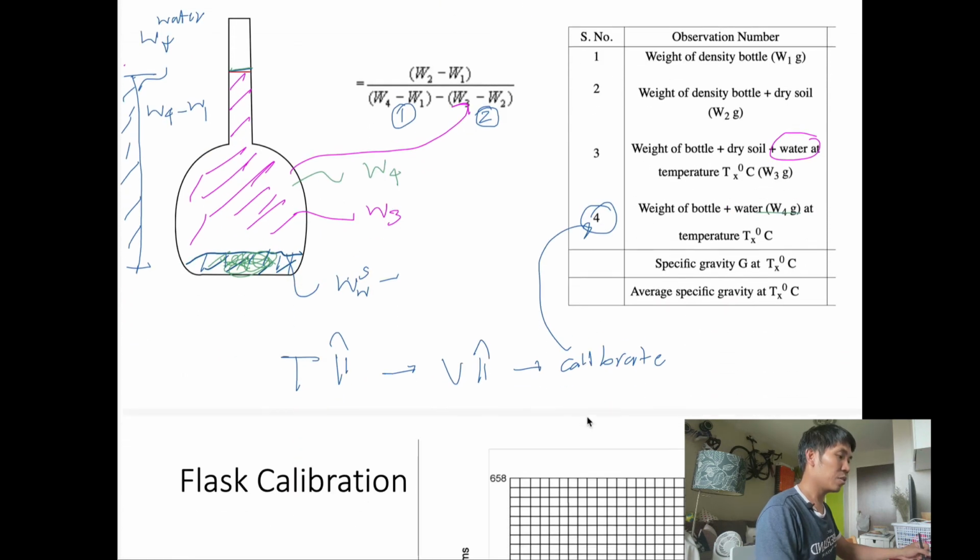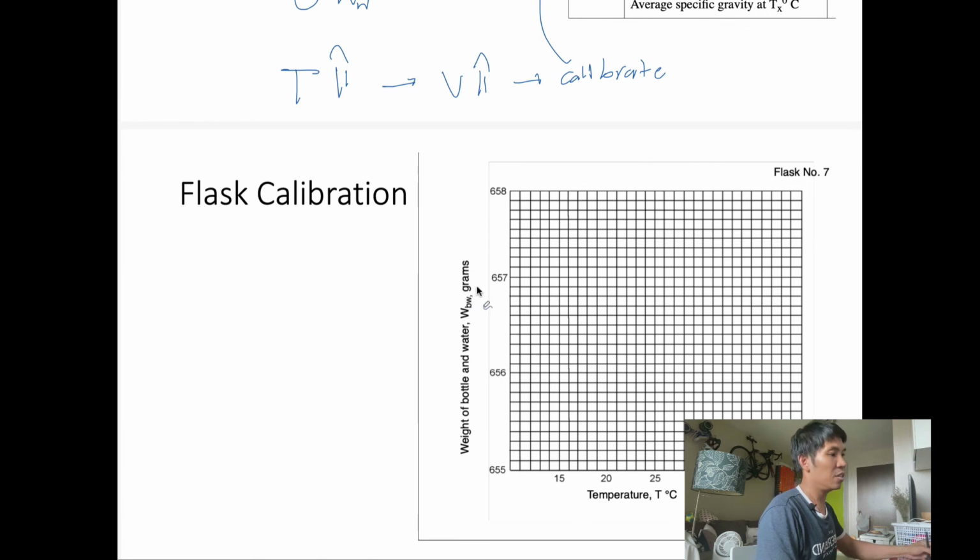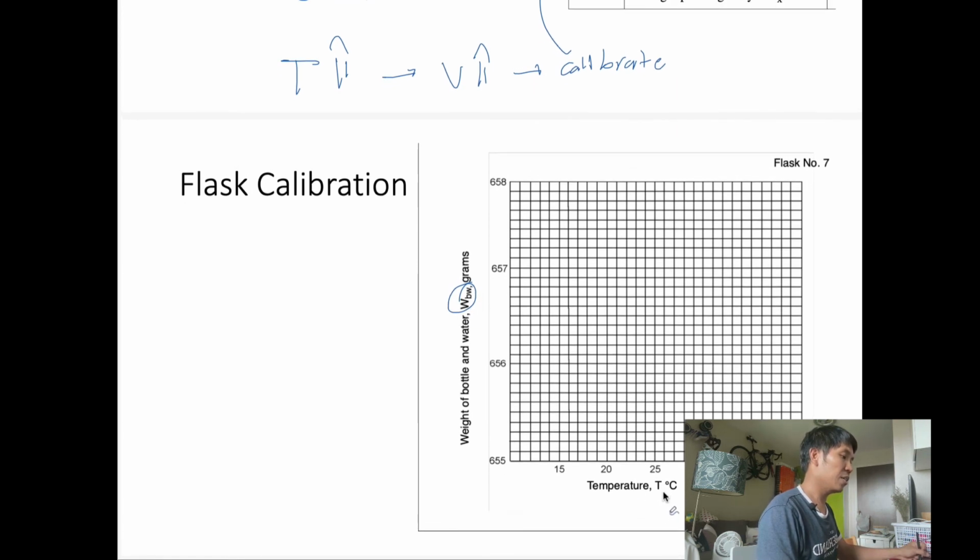We just plot between the weight of the water and the temperature, that is, the weight of bottle plus weight of the water. That means you change the temperature and plot something like that to get the calibration curve, from here up to this one.